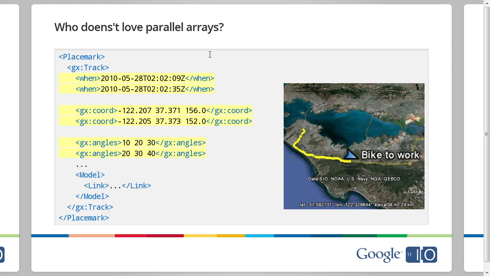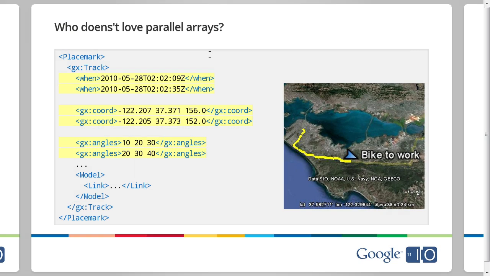So basically, the way this looks in the KML, it's a set of parallel arrays. You've got a bunch of when statements that define timestamps for each segment along the path. You've got coordinates that say where you were at that time. And if you're using a 3D model, you specify the different rotations of that model, the orientation of that model.